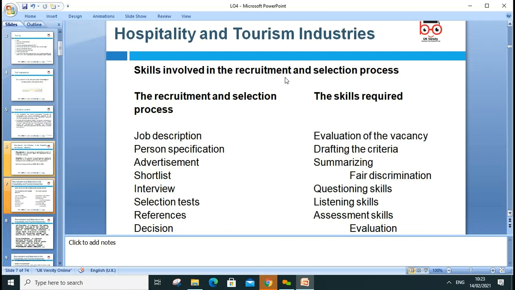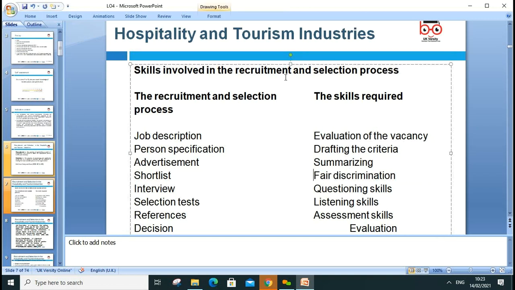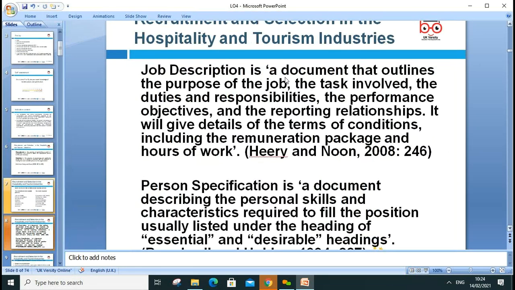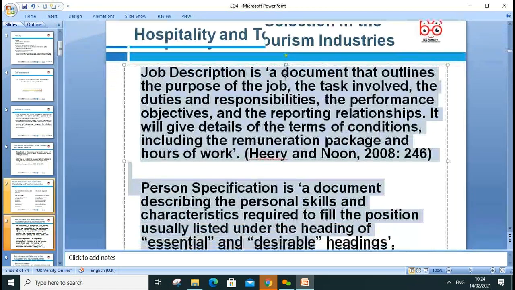Okay, next we discuss the hospitality and tourism industry. The skills involved in recruitment and selection: first, the job description. Personal specification, advertisement, shortlist, interview, selection test, reference, discussion, skill evaluation of the vacancy, drafting the criteria, summarizing, fair discrimination, questioning skill, listening skill, assessment skill, evaluation skill. These are the crucial skills required for the selection process in the hospitality industry.